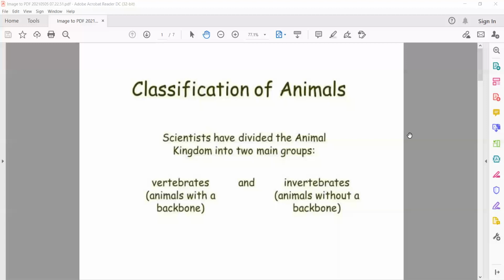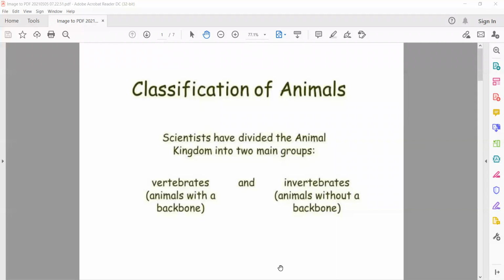That is the summary of the previous lecture. So in today's lecture, we are going to start the classification of animals, as with plants. The animals can be classified according to whether they have a backbone or do not have a backbone. Scientists have divided the animal kingdom into two main groups, the vertebrates and the invertebrates. Vertebrates are those animals which have a backbone, while invertebrates are those animals which do not have a backbone.